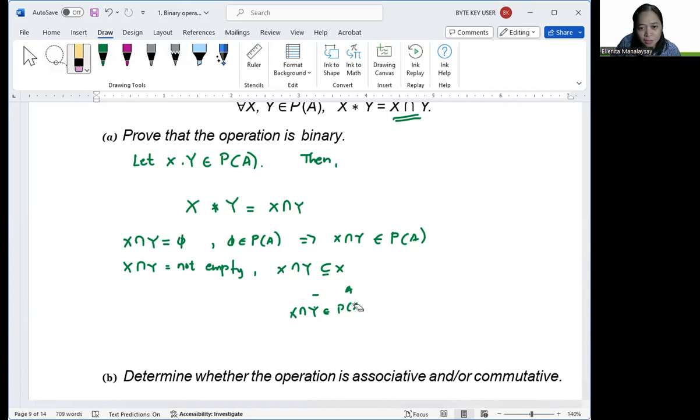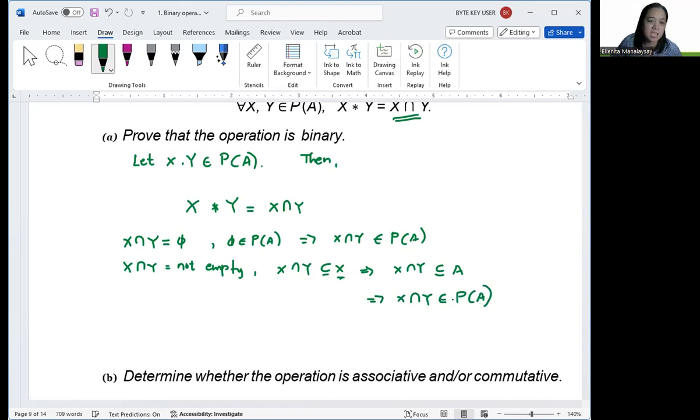Okay, x intersection y is a subset of x, and note that x is a subset of A. This implies that x intersection y is a subset of A. Since it is in the power set, this implies that x intersection y is in the power set of A. So this means that the operation is binary. Therefore, star is a binary operation.